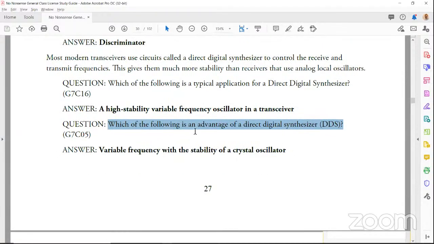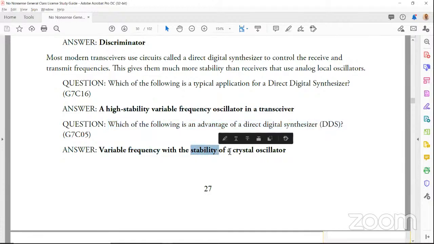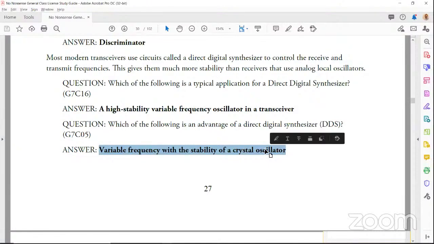Next question in the question pool. Similar question. Which of the following is an advantage of a direct digital synthesizer? So the advantage really is that we can change the frequency. So we have a variable frequency, but we have the stability of a crystal oscillator. We did have a student, I think it was Ramzan, who was pointing out that apart from the LC type oscillators, there are also crystal oscillators. He was quite correct. And that is used in the DDS. That's the term that we use to describe when we have a crystal oscillator. So that's the advantage. We have variable frequency, but with the stability of a crystal oscillator. So very stable circuit. That's the advantage.